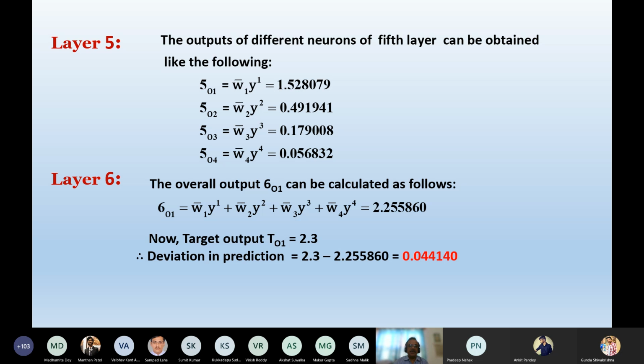Then we can find out the output of the 5th layer, something like this. Then we sum them up to find out the final output, that is the output of layer 6. So this is the calculated output, 2.255860, and the target output is 2.3, and you'll be getting the deviation.